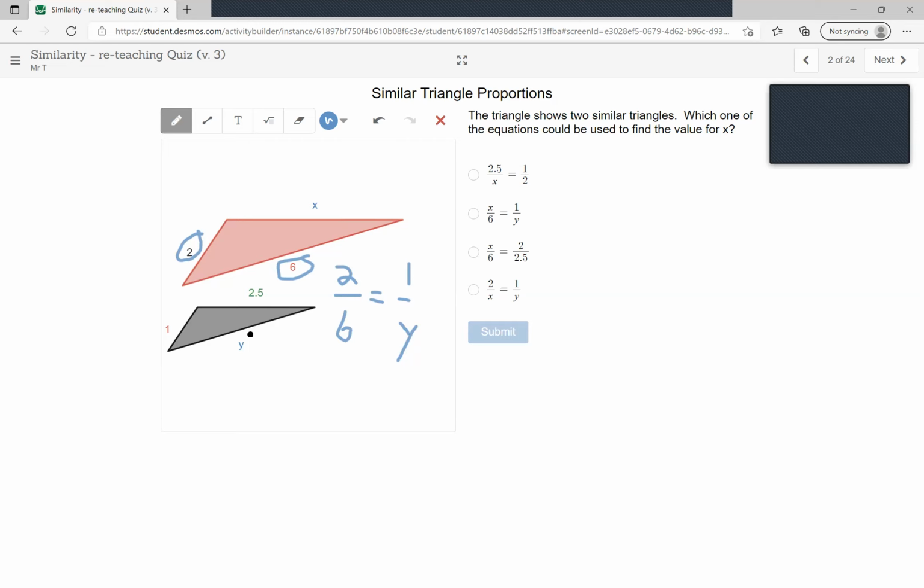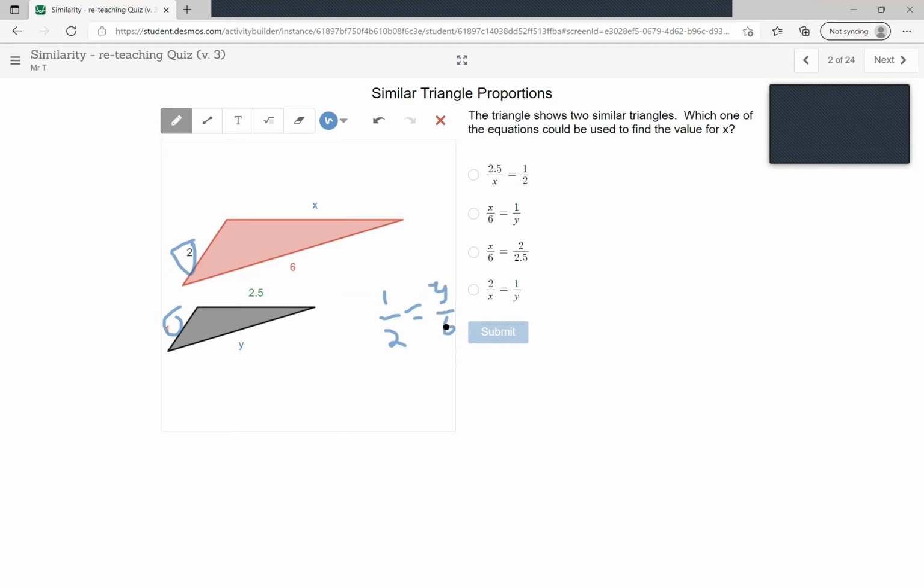Those don't work because the 2 has to match up to the 1 and the 6 has to match up to the y. The other way I could do it is I could also do 2 over 1, so I'm matching up those two corresponding parts. In fact, let me do 1 over 2. Let me do it backwards, because it doesn't matter which order I do it in. So I'm doing little triangle to big triangle. And then on the other side, I've got 2 choices. I could either do y over 6 if I'm trying to find y, or I could do 2.5 over x if I'm trying to find x. In this case, maybe I'm trying to find y, so I do y over 6.